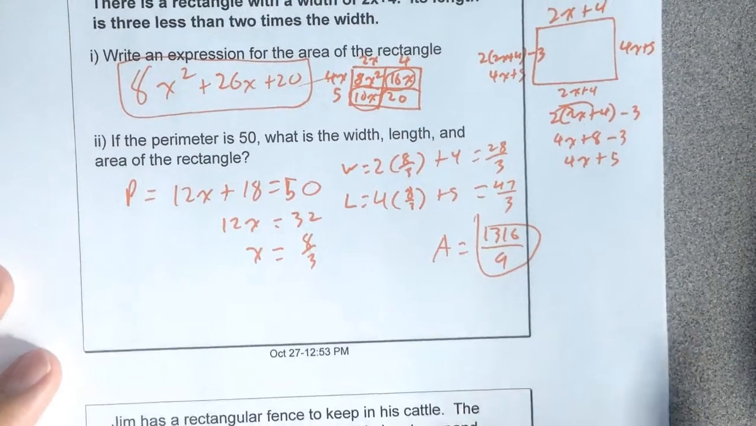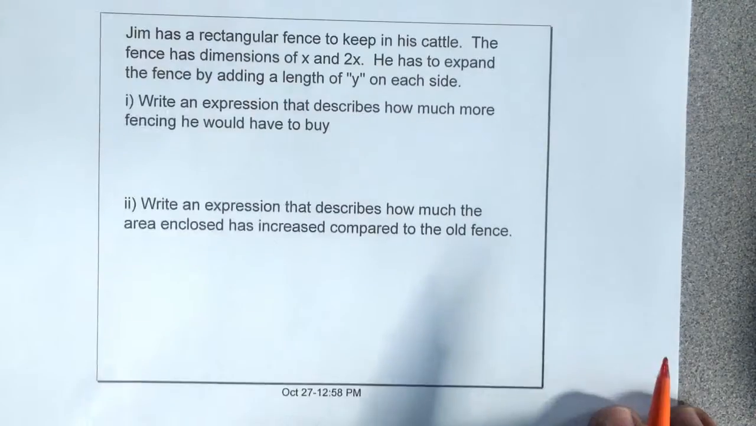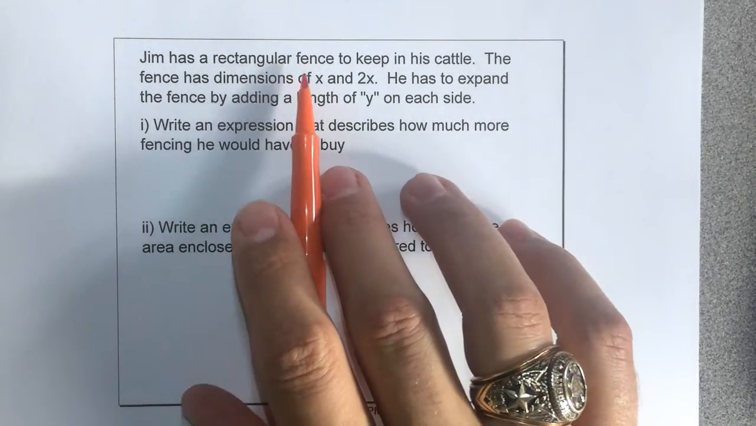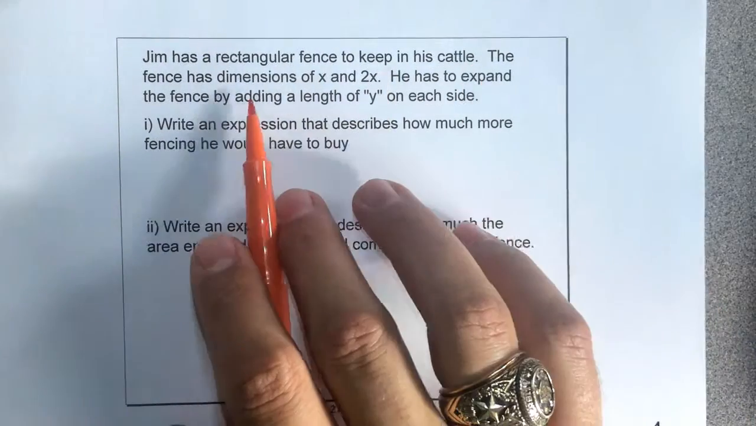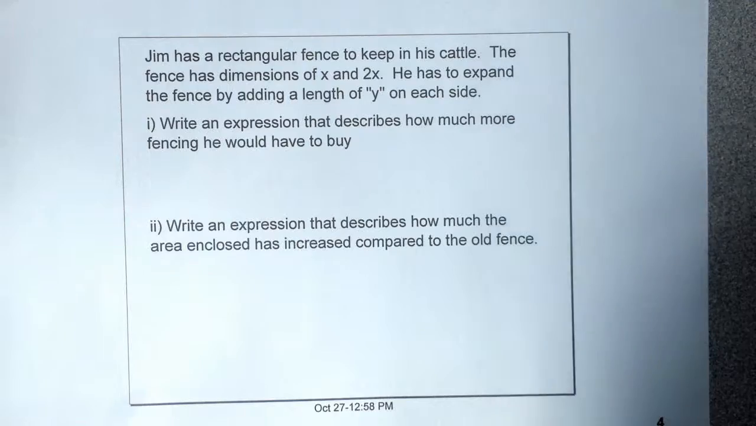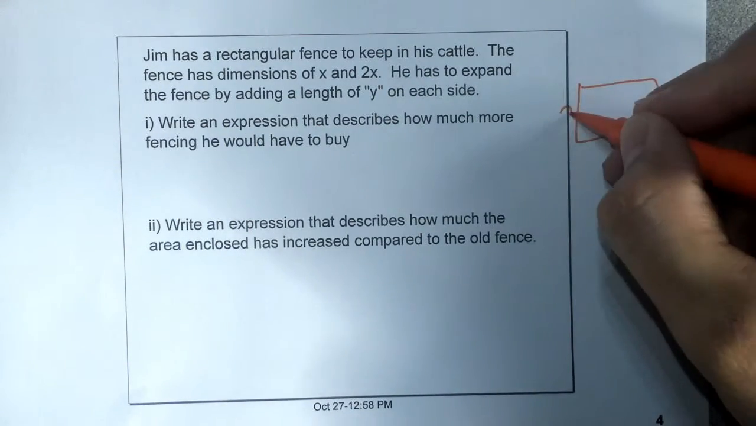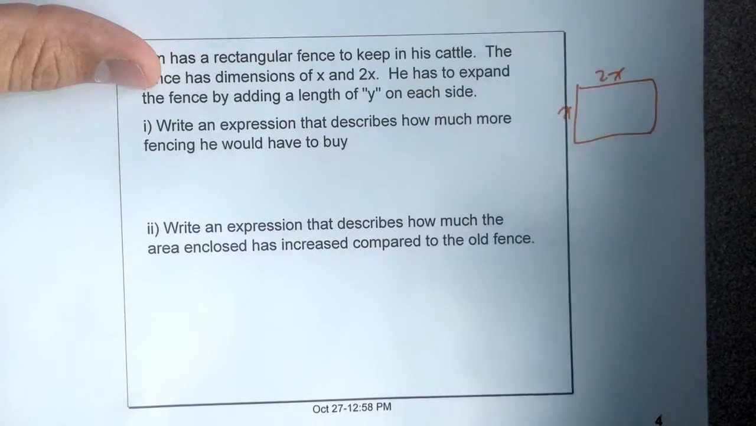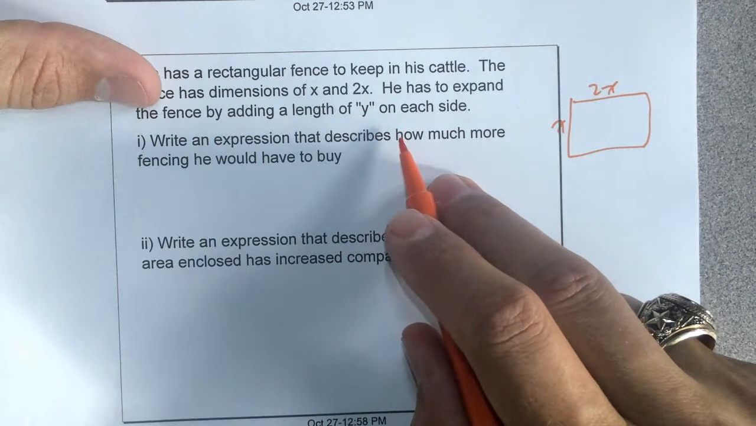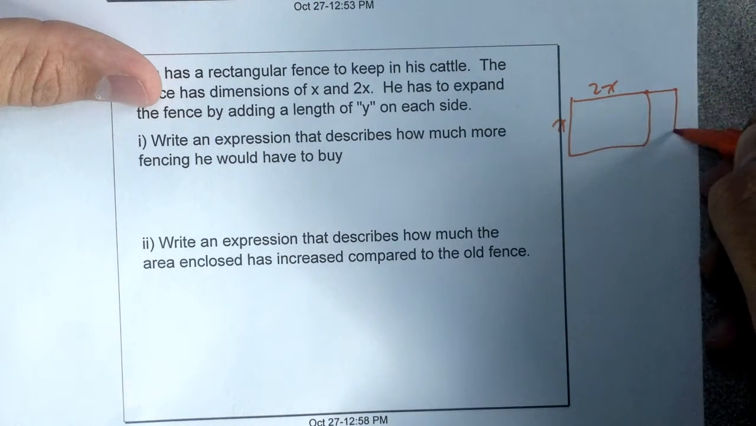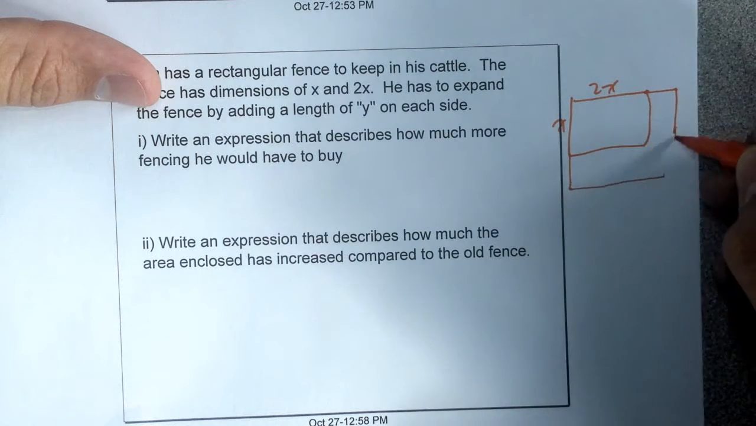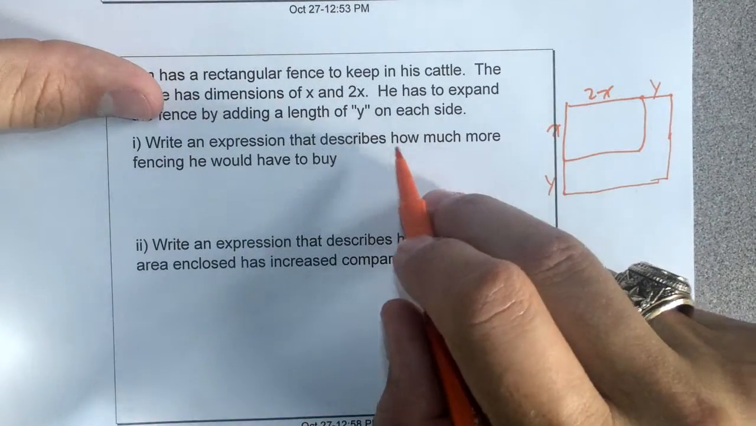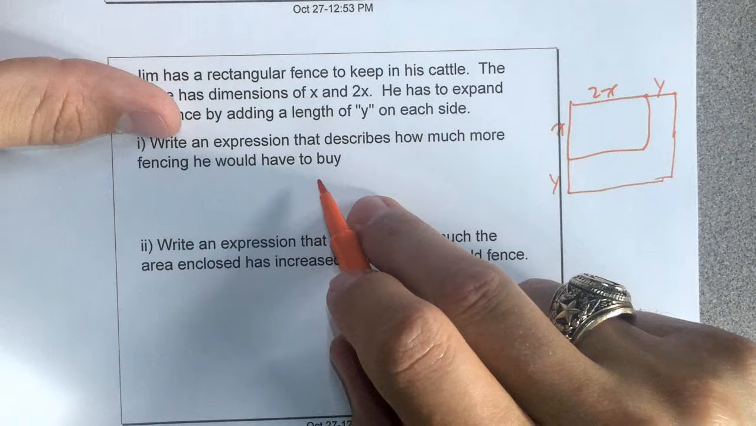And let's do the second word problem. I hope it is a little simpler. Jim has a rectangular fence to keep his cattle. The fence has dimensions of x and 2x. So if we have a rectangular fence, x by 2x, he has to expand the fence by adding a length of y to each side. So he adds a length of y here, and he's going to add a length of y here. So that is y and y right there. Write an expression that describes how much more fencing he would have to buy.